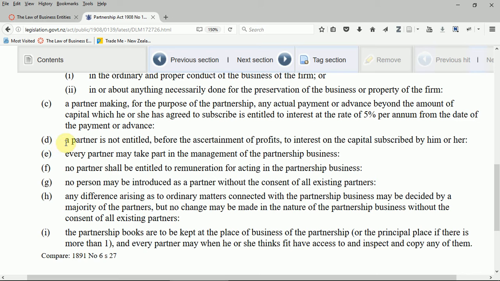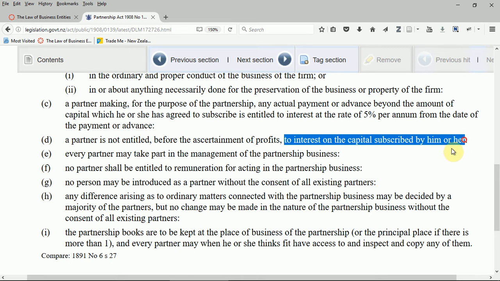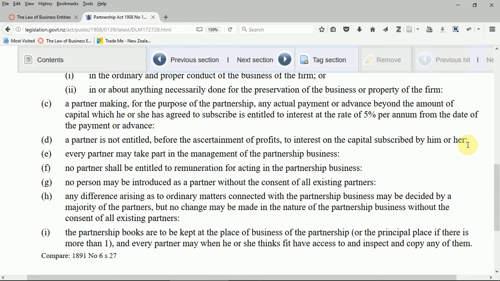Number D is a particular issue. Partner is not entitled to interest on any capital subscribed by him or her. So the contribution you make as capital is an investment without any interest. The idea there being you receive your share of profit for putting your money in, but you can in fact receive a payment of interest on that amount as well.